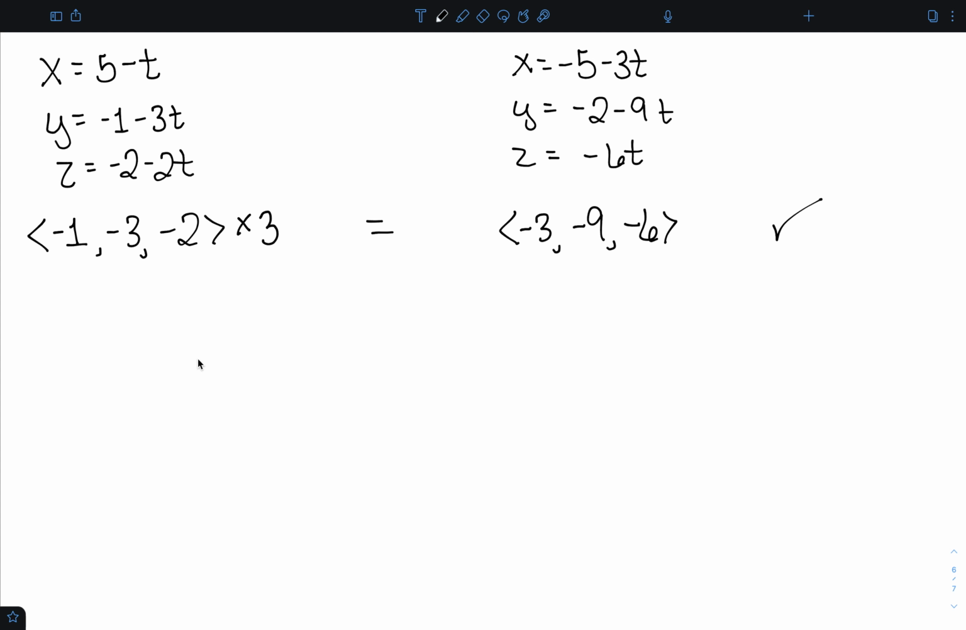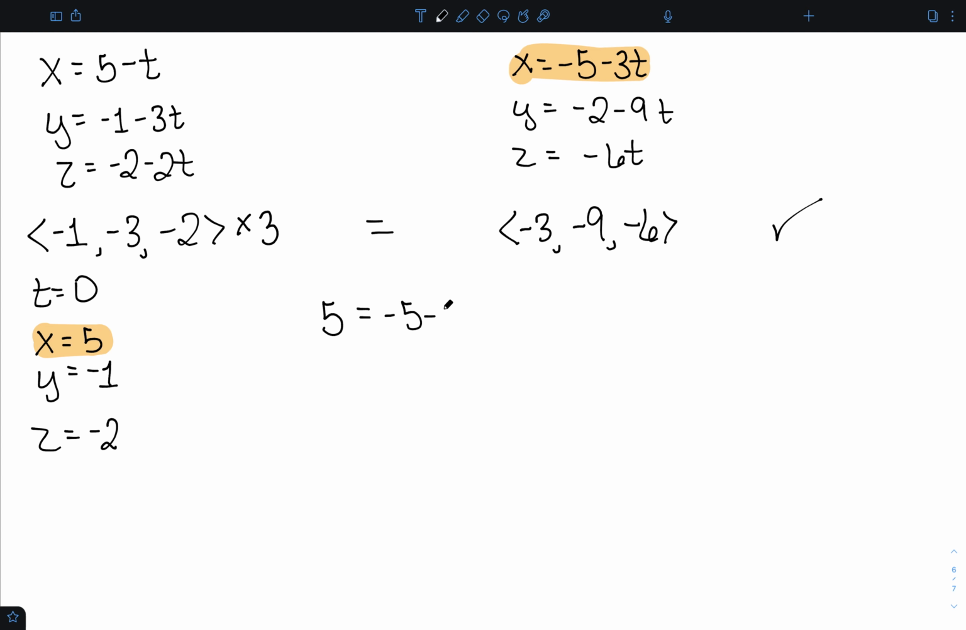So the question is, are they the same? If I let t be equal to 0 in the first line, I get x is 5, y is negative 1, and z is negative 2. So, setting pieces equal, I have x equal to 5 and x equal to negative 5 minus 3t. So 5 equals negative 5 minus 3t. And if I solve this, I get negative 10/3 is equal to t.